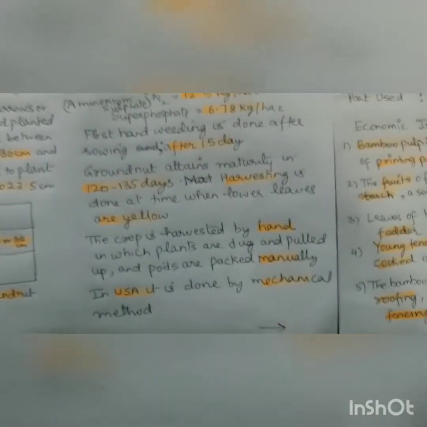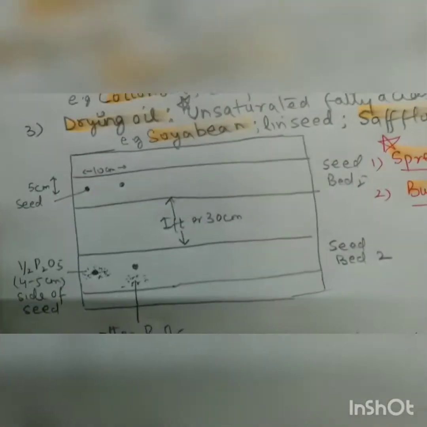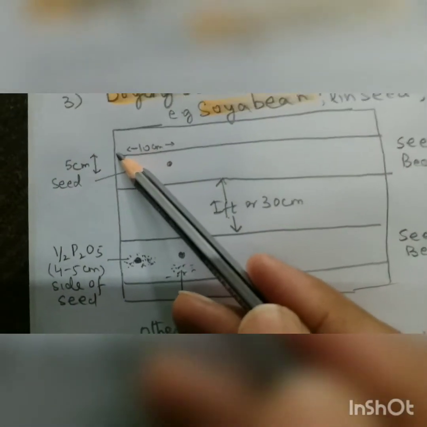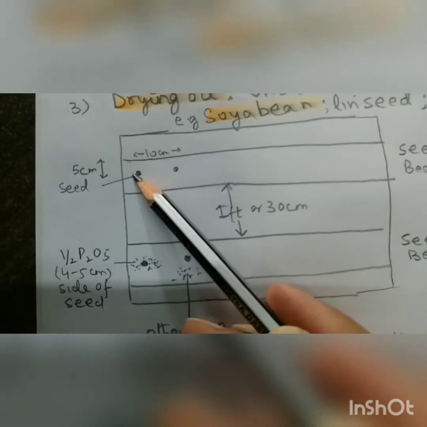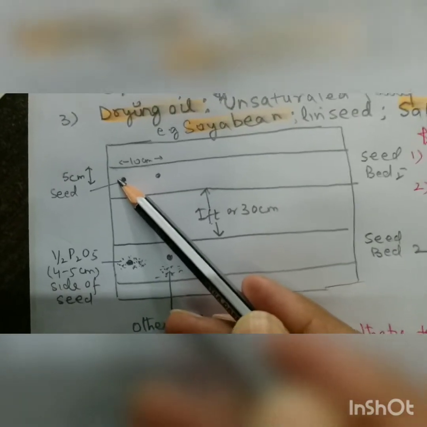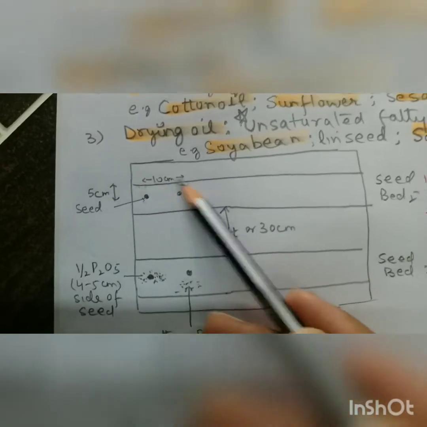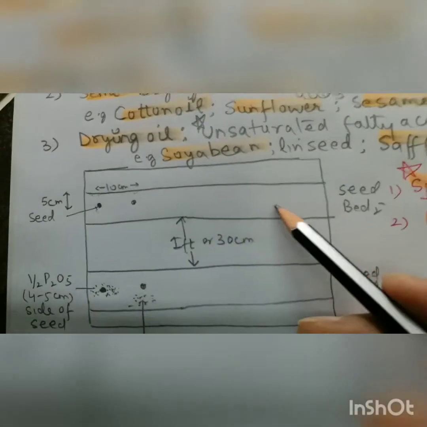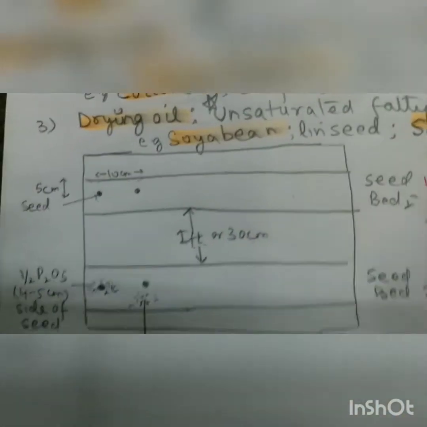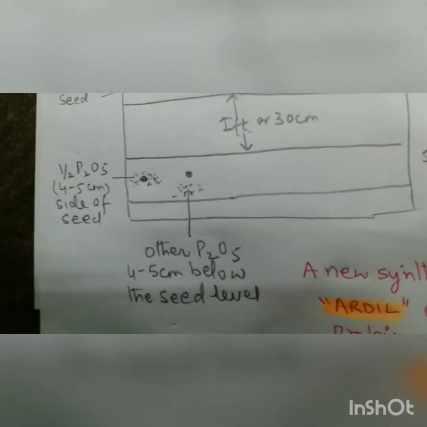And then we are coming to the next part, the fertilizers. But before going to the fertilizer, let me tell you: these seeds are sown 5 centimeter below the soil, the distance I told you is 10-22.5 centimeter, and between the 2 seed beds is 1 foot or 30 centimeter, which I already told you. And now we are coming to the fertilizers.